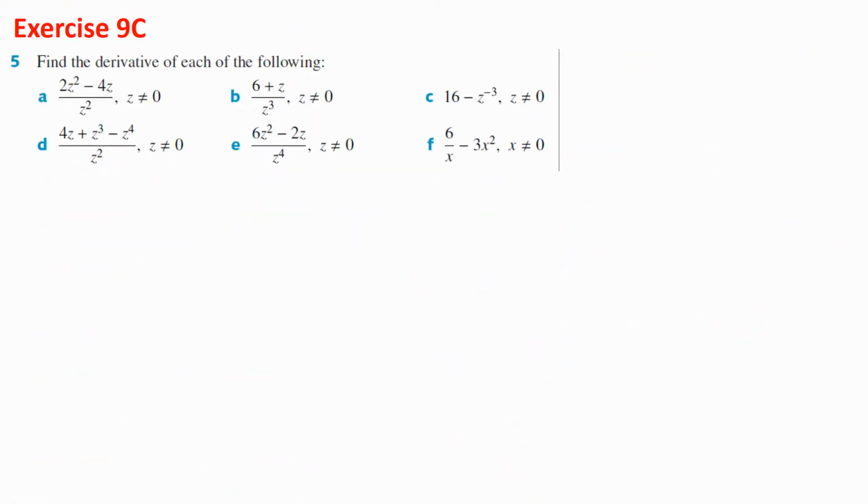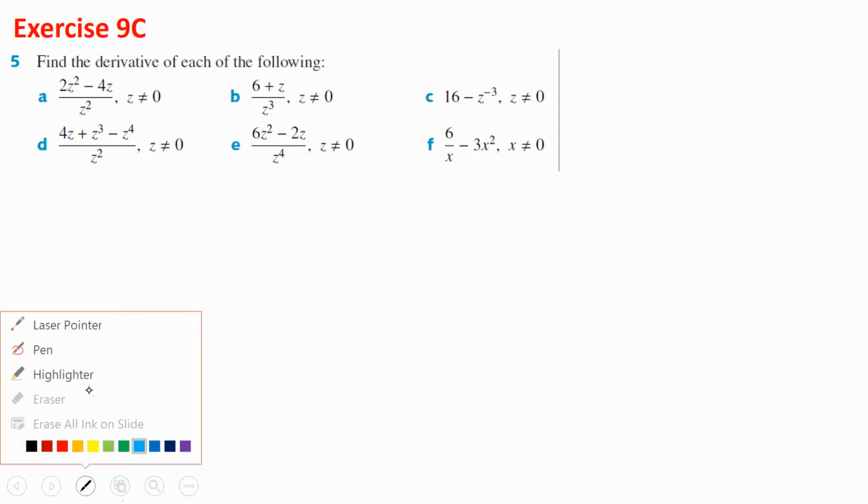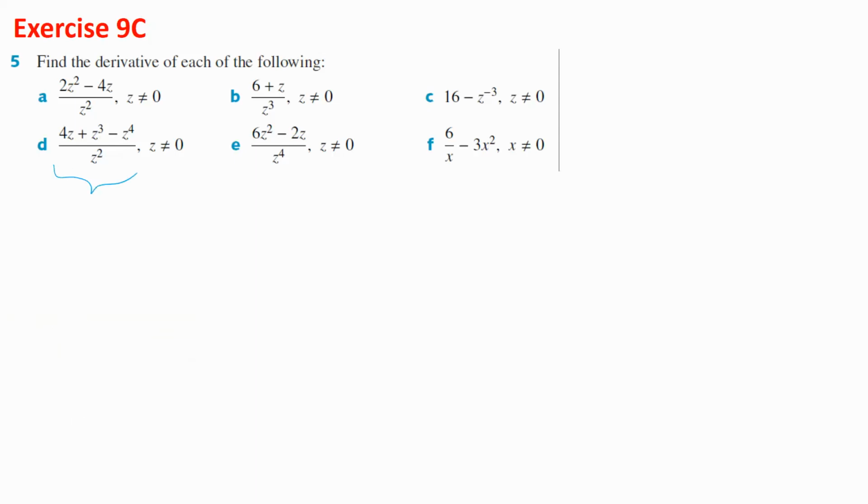9C. Oh, so same drill. Same drill as what I was trying to show you before. Split the fractions up. Every one of these, you can split them up. It becomes 4z over z squared plus z cubed over z squared minus z to the power of 4 over z squared. And you can simplify that. And you can then use the power rule.